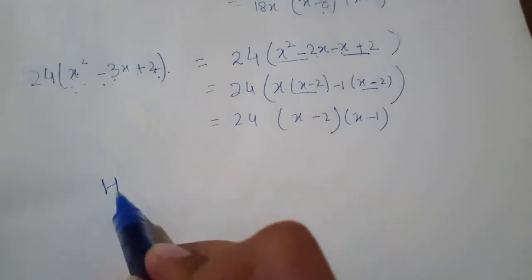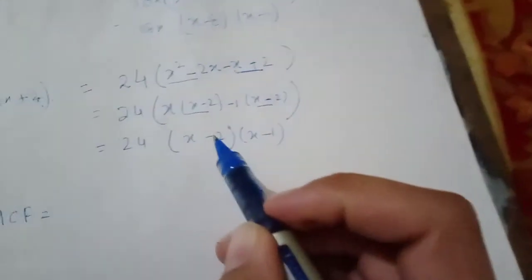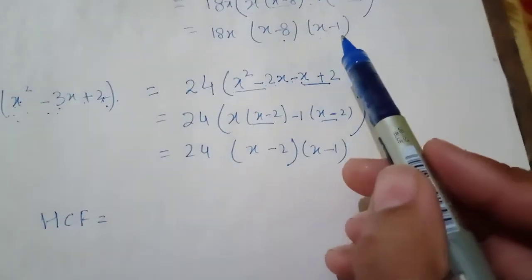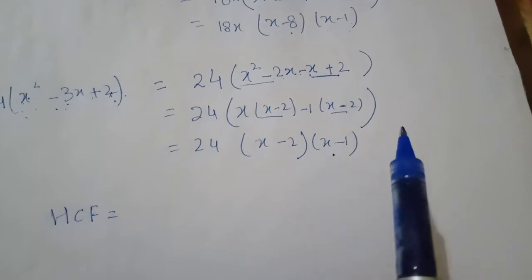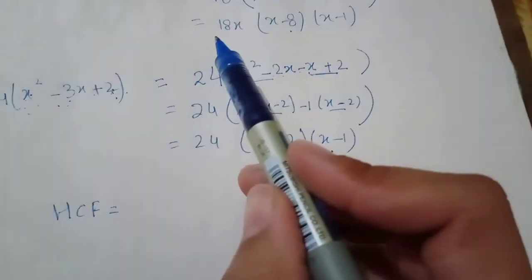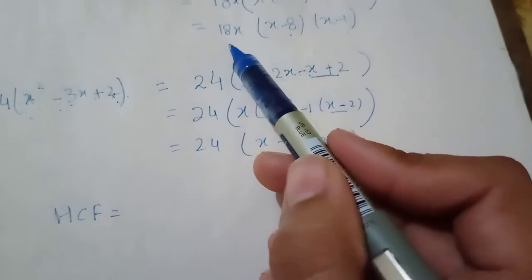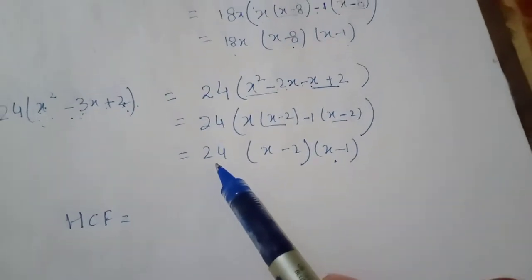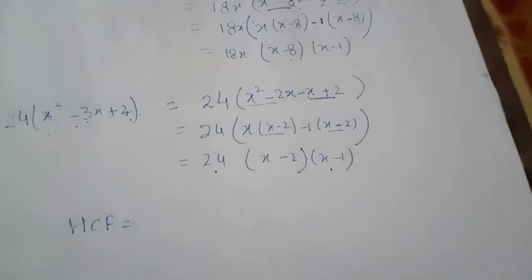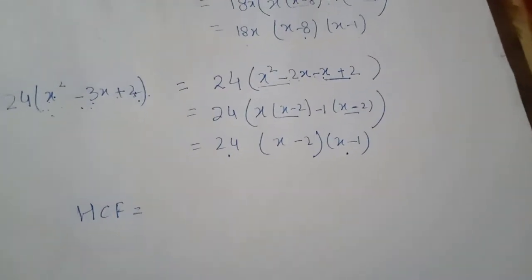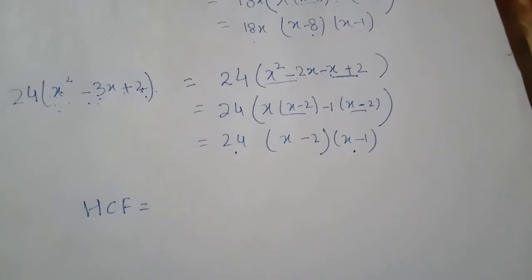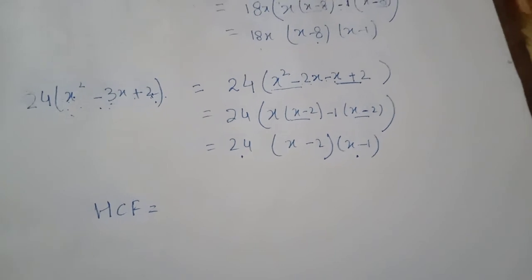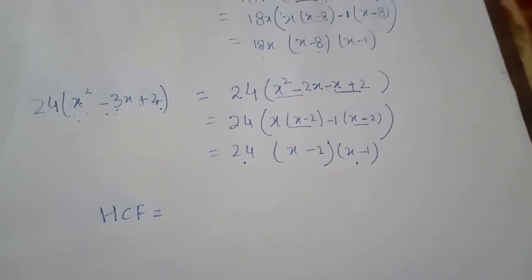Now you will check HCF. HCF, that is highest common factor. X minus 1 and x minus 1 is common. Definitely x minus 1 will be included in HCF. But you can see in 18x and 24, on which table both the numbers come, 18 and 24. The highest common factor of 18 and 24 is 6, because 6 threes are 18 and 6 fours are 24.